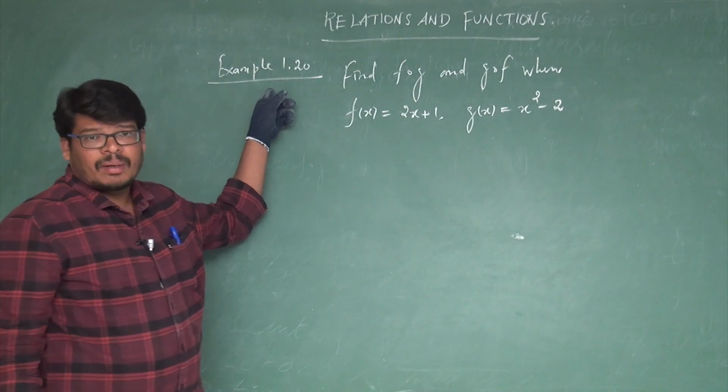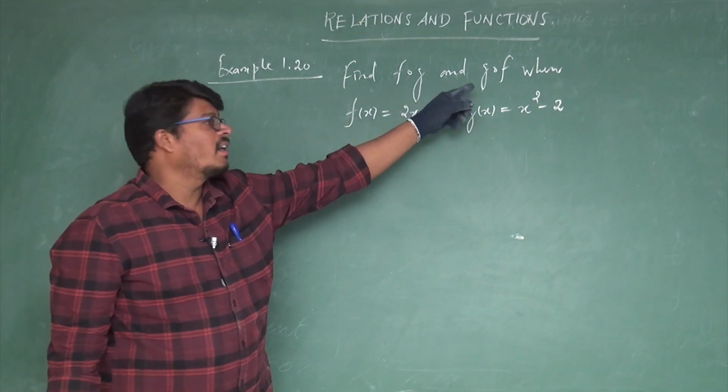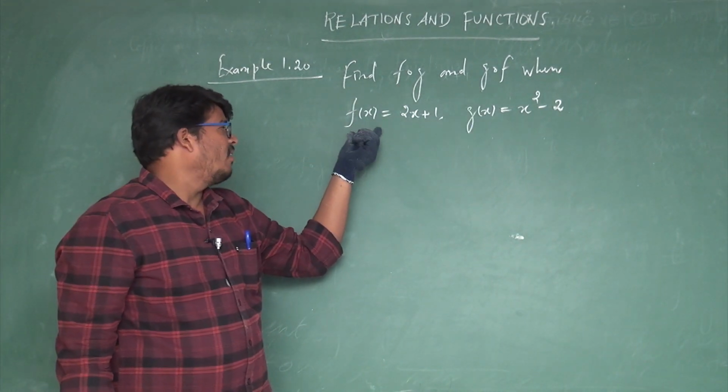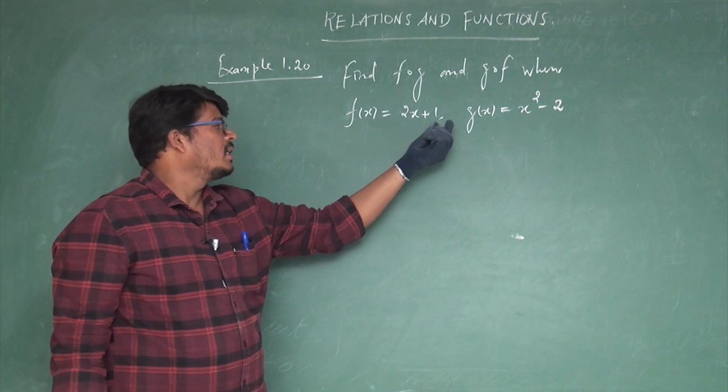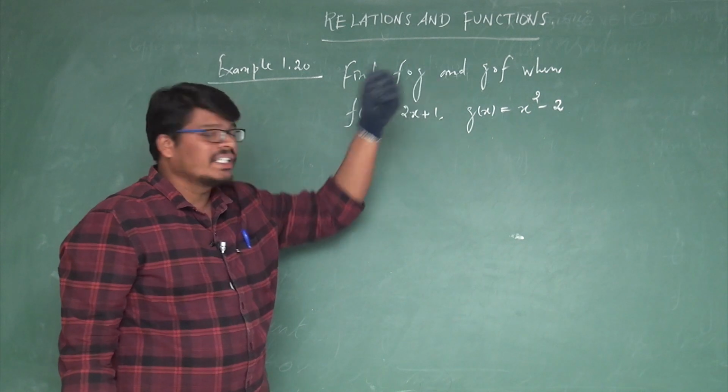We see the example problem. Example 1.20. Find f∘g and g∘f when f(x) = 2x + 1 and g(x) = x² − 2. Then find f∘g and g∘f.